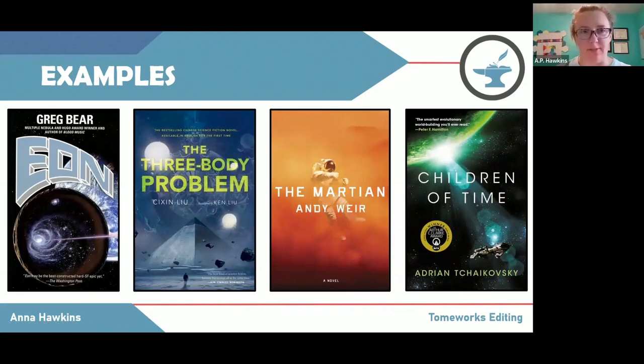The first one on the left is Eon by Greg Bear. This is a tech manual. I love science fiction. I love space opera. This is the only book I have ever DNF'd, because halfway through, we completely lost the entire plot of the story in favor of explaining how all of the technology worked that they were dealing with. And I couldn't read it anymore, because by the time we got back to the plot, 80 pages later, I had forgotten what the plot was. And so I haven't finished that book.